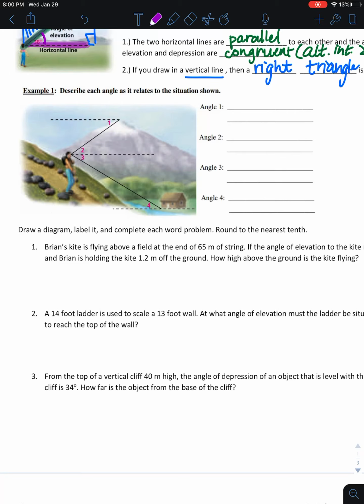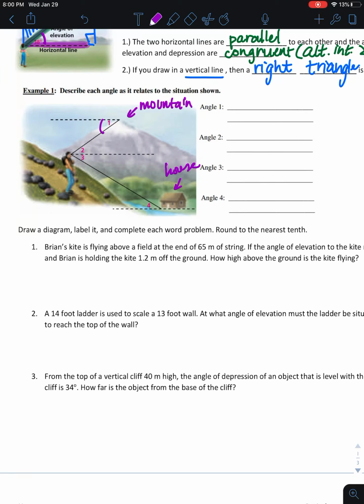All right, so here's angle 1. By the way, if you can't tell on your paper, this is a mountain right here. You see the mountain? Like this mountain, okay? That's what that is on your paper. Sorry, it didn't show up very well. Also, down here is a little house. Okay, see the little house there?